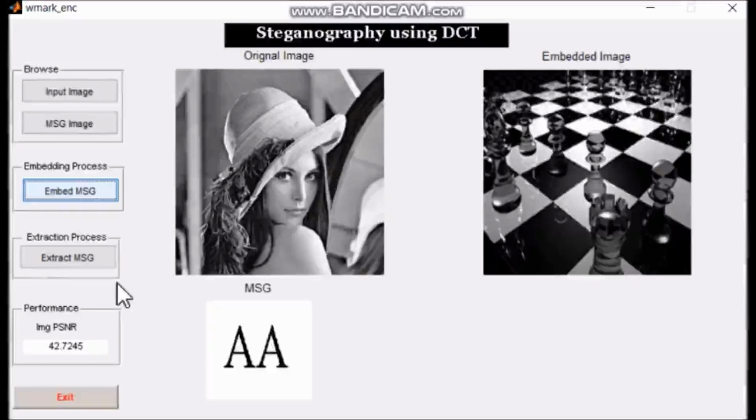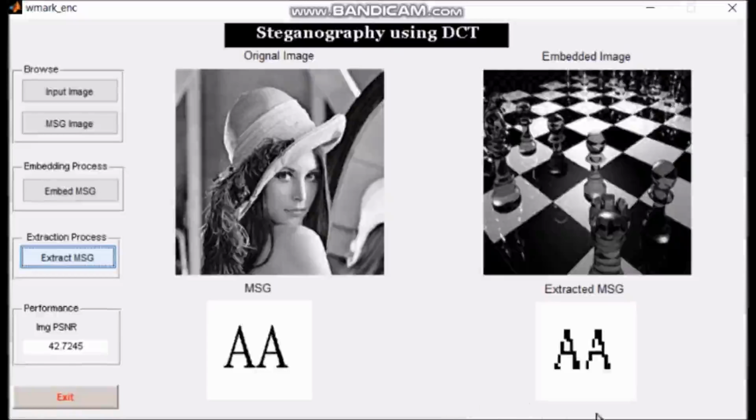Now we will extract the image, and after extracting we will get our extracted message. So this is our steganography using discrete cosine transform.